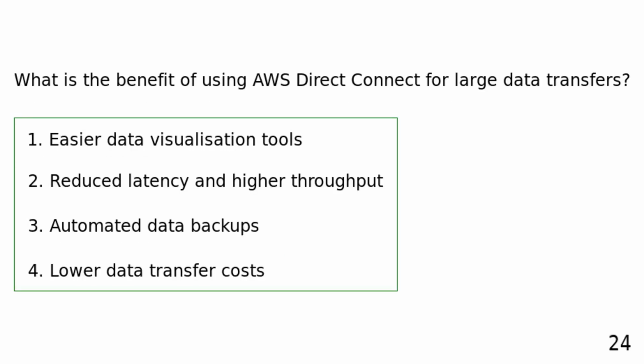What is the benefit of using AWS Direct Connect for large data transfers? Easier data visualization tools. Reduced latency and higher throughput. Automated data backups. Lower data transfer costs.